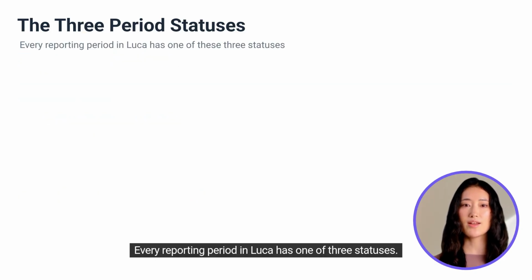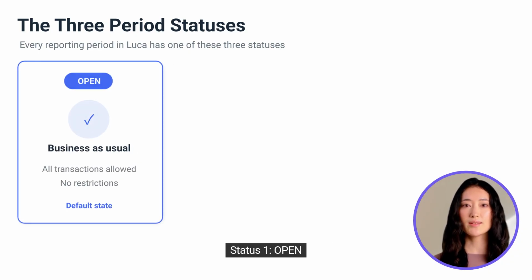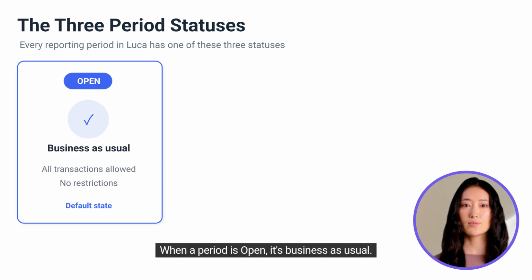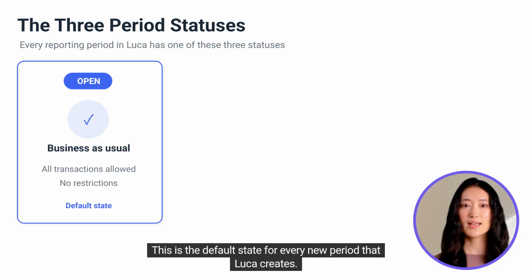Every reporting period in Luca has one of three statuses. Let's go through each one. Status 1, open. When a period is open, it's business as usual. You can create invoices, record bills, process receipts, reconcile bank transactions, post journal entries, everything. No restrictions. This is the default state for every new period that Luca creates.